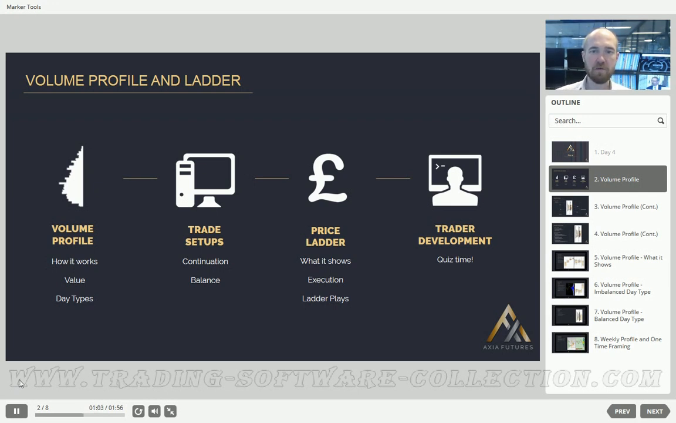And finally, we'll then be looking at price ladder. Your price ladder is where you actually see the orders from every person transacting within a market. And we're going to be looking at a few different ways of executing trades based on the price ladder. I've got a nice example of more aggressive type trade as well as more passive trade action.